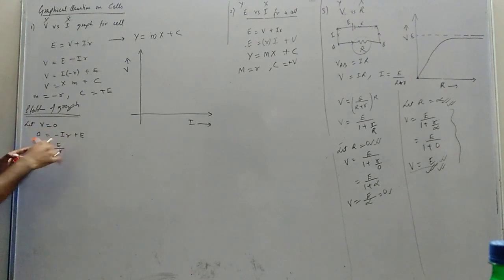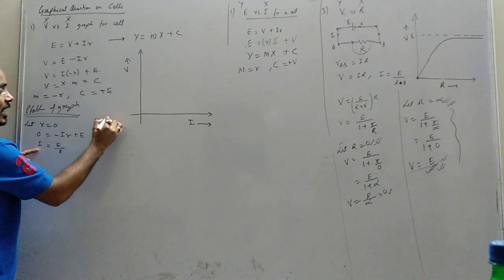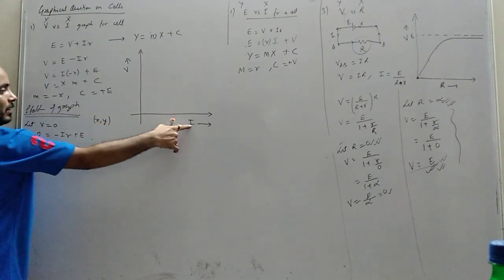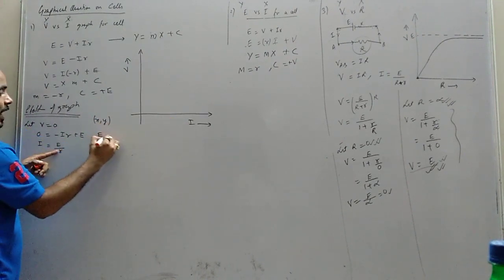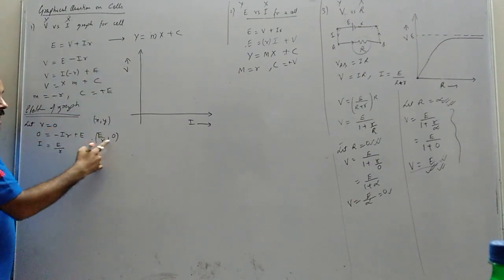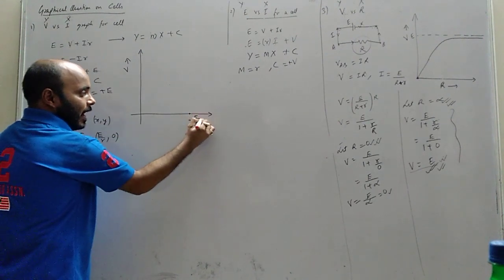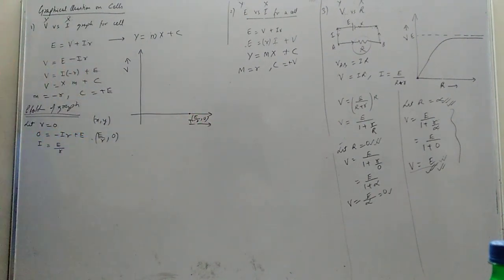So this is your y-coordinate and this is your x-coordinate. How do we write a point? If we write any point like this, x comma y. So what is x? I. What is its value? E by R. Comma, what is y? V. What is its value? 0. That means E by R comma 0, which is positive E by R. The point will be somewhere here. If it were minus E by R, the point would come on the other side. Okay, we got one point, from the x-axis.